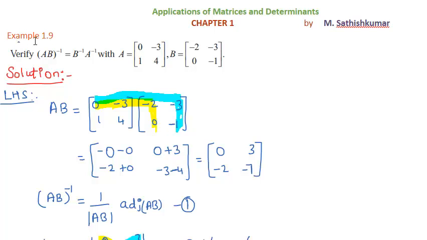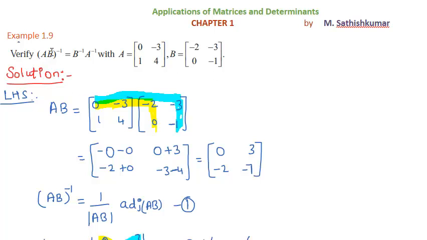Today we will see example 1.9. Verify (AB) inverse equals B inverse into A inverse, with A equal to [0 -3; 1 4] and B equal to [-2 -3; 0 1]. In this question they asked us to prove that (AB) inverse equals B inverse into A inverse, and they have given the matrix A and then the matrix B.